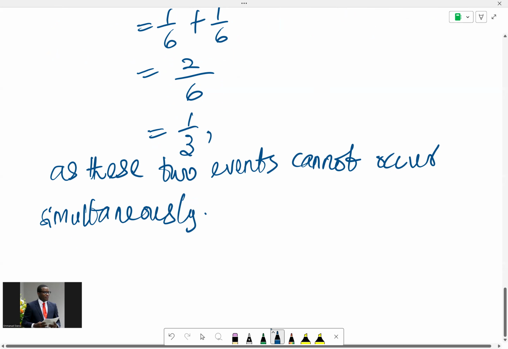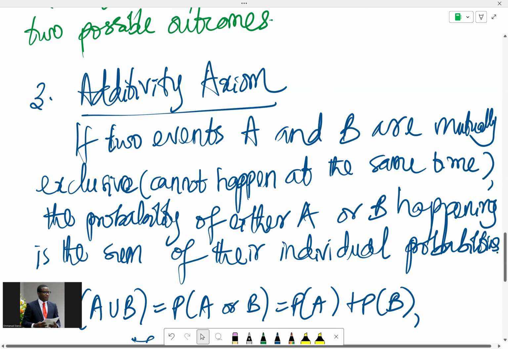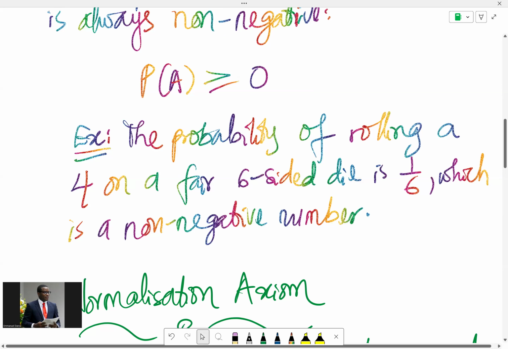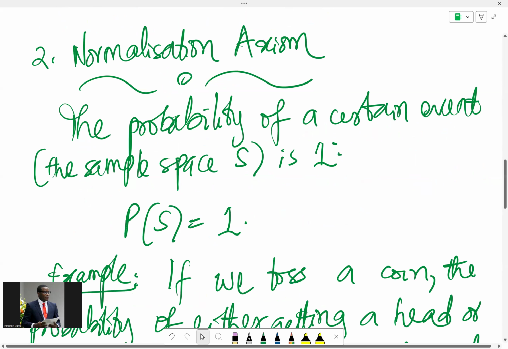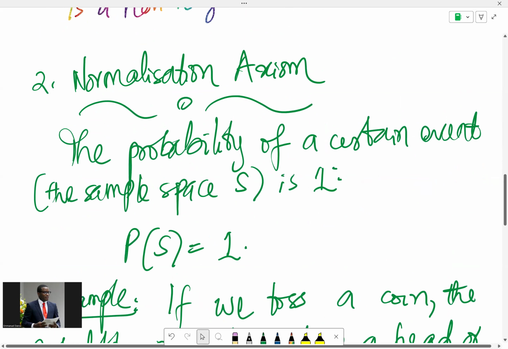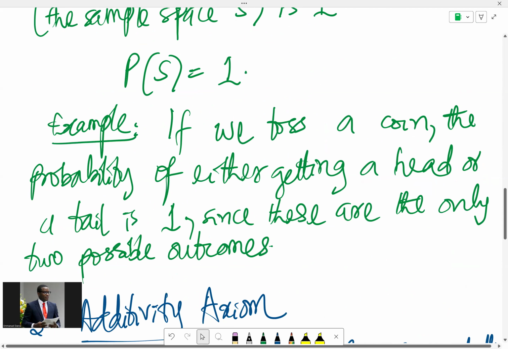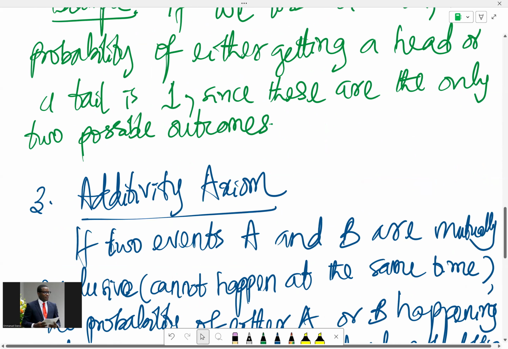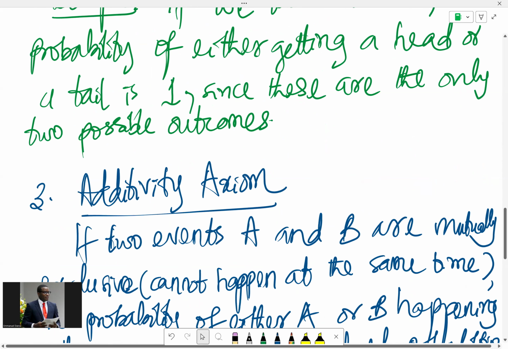So those are the three axioms of probability. We have the non-negativity axiom: no probability can be negative. We have the normalization axiom. That means if you put all the sample space together, that's 1. So if you put the first axiom and the second axiom together, that's where you have the idea that probability cannot go below 0 or go above 1.